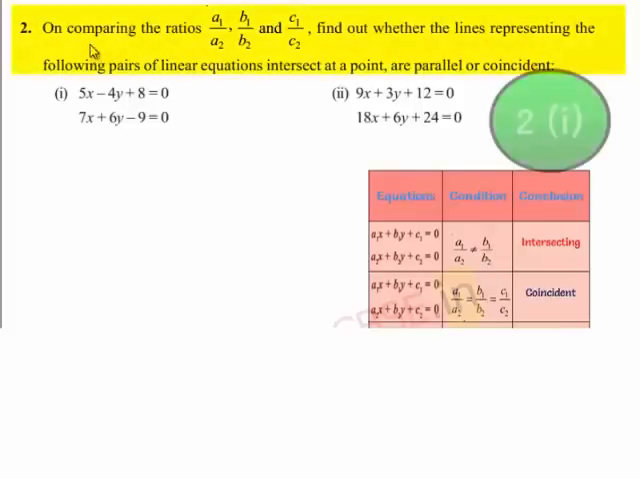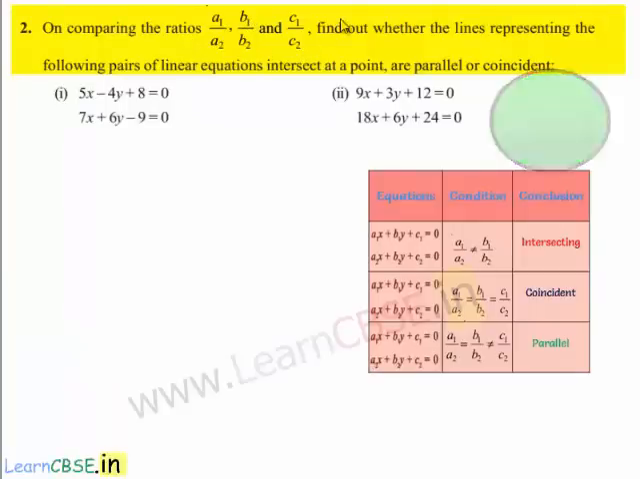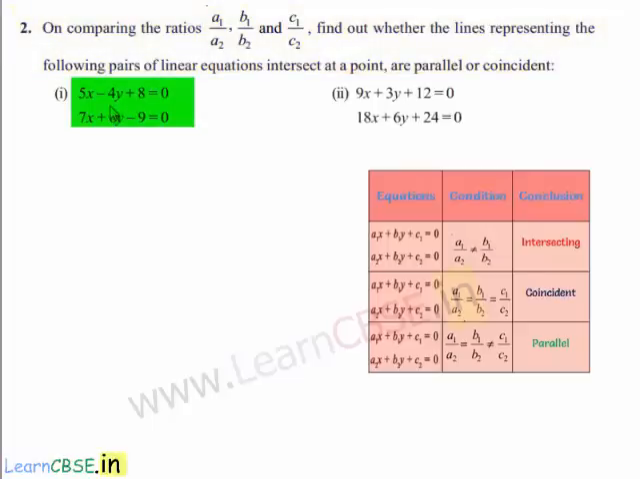Coming to the second problem, on comparing the ratios a1 by a2, b1 by b2 and c1 by c2, find out whether the lines representing the following pairs of linear equations intersect at a point, are parallel or coincident. The first set of equations is 5x minus 4y plus 8 is equal to 0 and 7x plus 6y minus 9 is equal to 0.